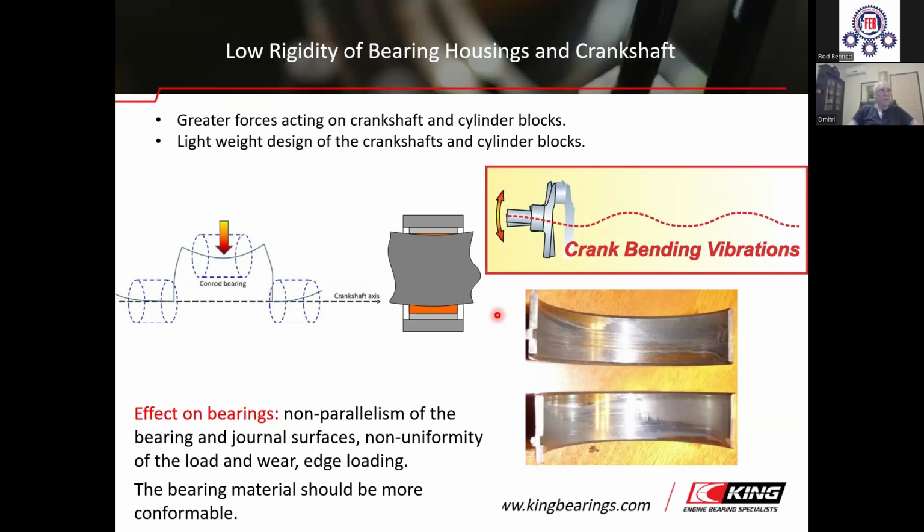Bent crankshafts and the mechanical and thermal distortions of the bearing housings induce misalignments and disturbances of the bearing geometry. And the hydrodynamic lubrication breaks frequently, causing edge loading, edge wear, and more possible fatigue or seizure at the areas where the shaft touches the bearing surface.